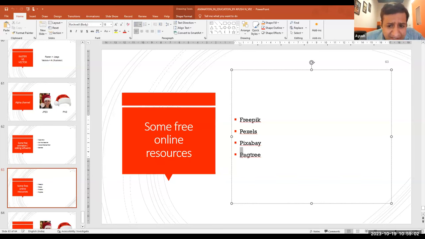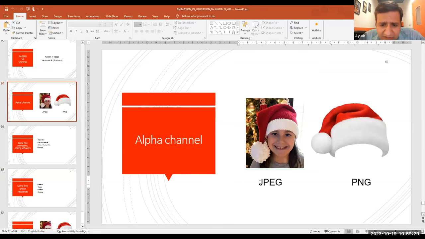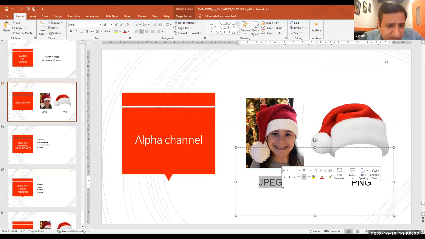Pixabay, PNG tree. Now, what is a PNG? Any inputs? Anybody knows what a PNG is? It starts with how pictures are stored in the computer. Normally when we take a picture, it is stored as a JPEG. Everyone would have noticed JPG or .JPEG. So JPEG is a way of storing the picture. It stands for Joint Picture Expert Group. This is an industry convention.